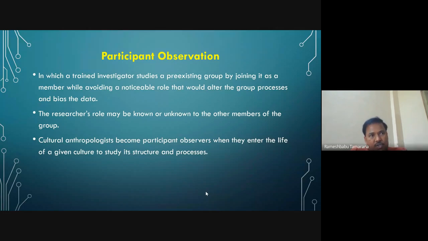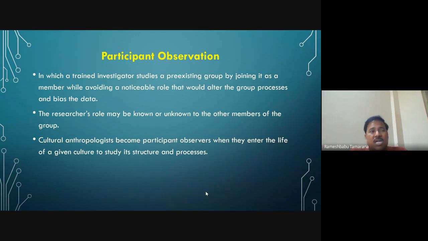You are a researcher, but others are not aware that you are recording each and every aspect of their lifestyle. Especially, the researcher's role may be known or unknown to the other members of the group. We have very famous anthropologists like Margaret Mead, who went to many African communities and recorded their behavior and day-to-day observations.